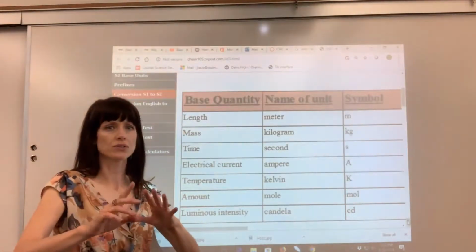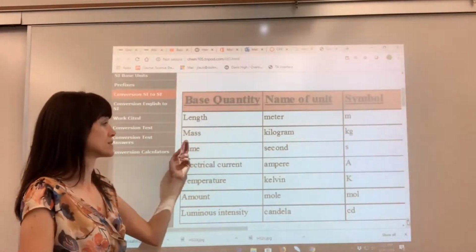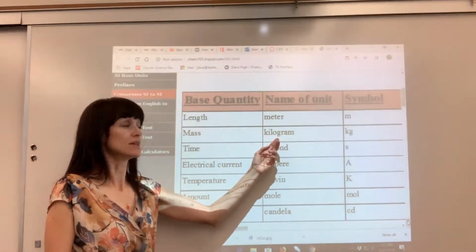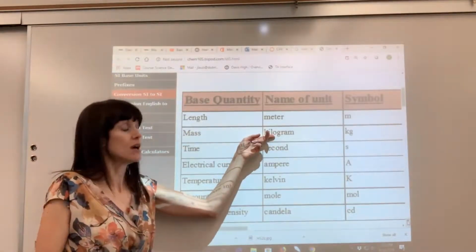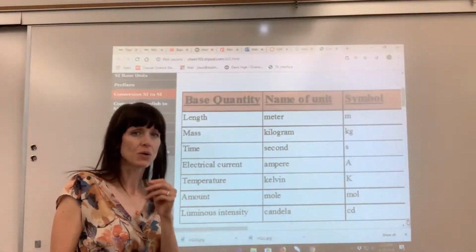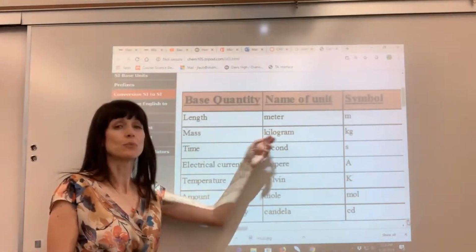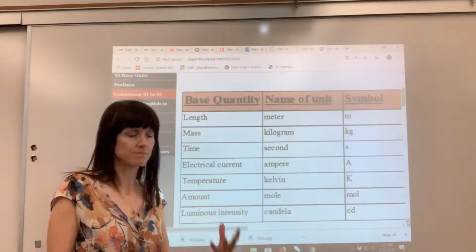Here is the one that trips students up. It's mass. Mass, the base unit, is kilogram. And what's tricky about that is they included a prefix, kilo, on it. If students are going to miss a question on base units, it's this. They'll put gram instead of kilogram.